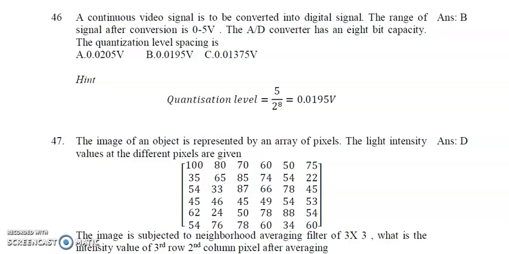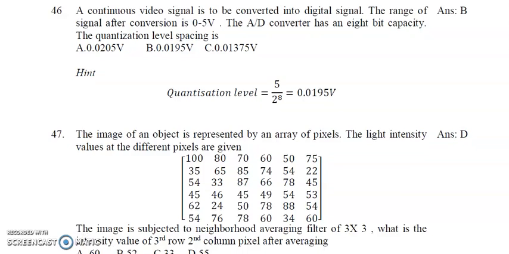0.01375 volt. So the quantization level is equal to the voltage, that is 5 volts, divided by the bit capacity, that is 2 power 8. So 5 by 2 power 8 is equal to 0.0195 volt. That is the quantization level. So B is the right answer.